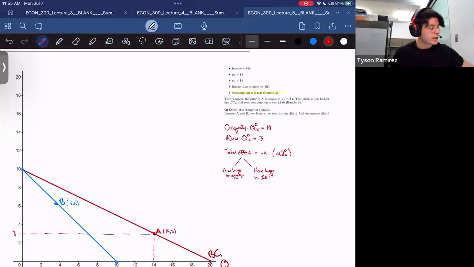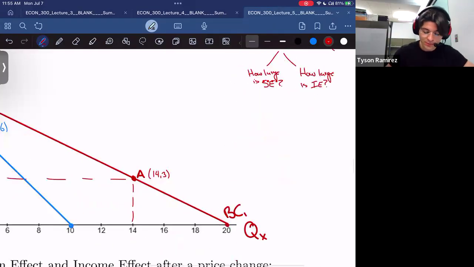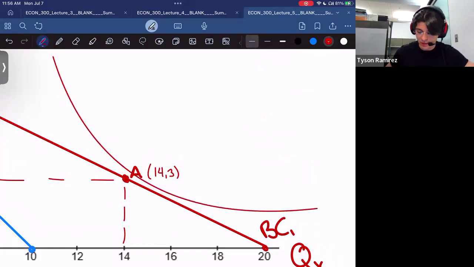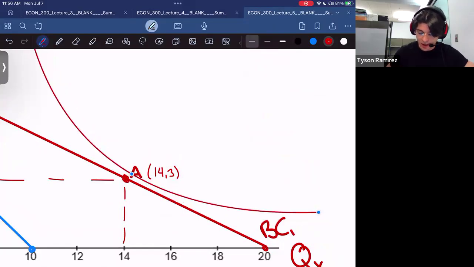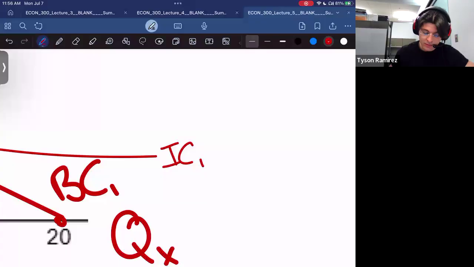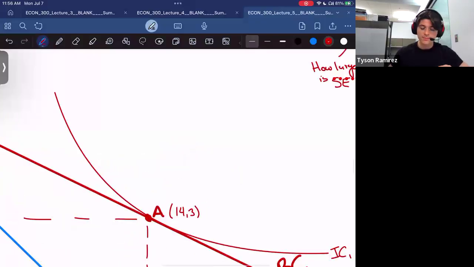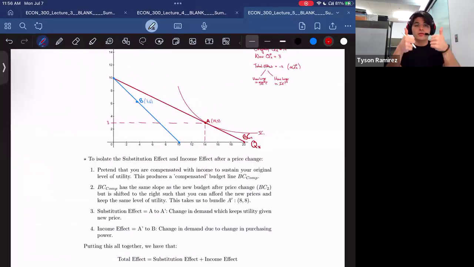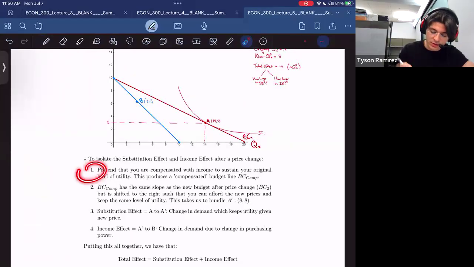All right, so the idea is that here at point A, this is where we started, right? This is the original. And we had some indifference curve that we knew was tangent to our budget constraint at this point A. This was IC1. How to visualize what happened is as follows. The price of good X goes up, right? From $2 to $4.